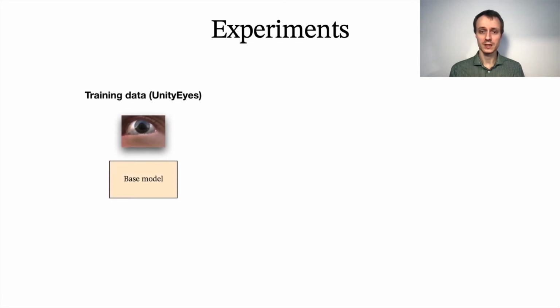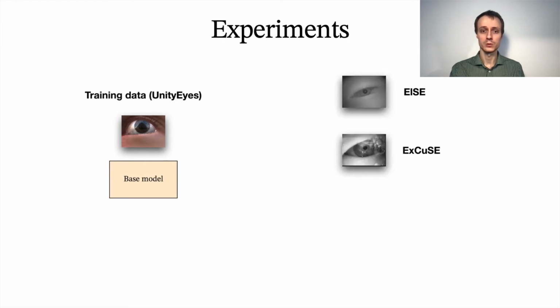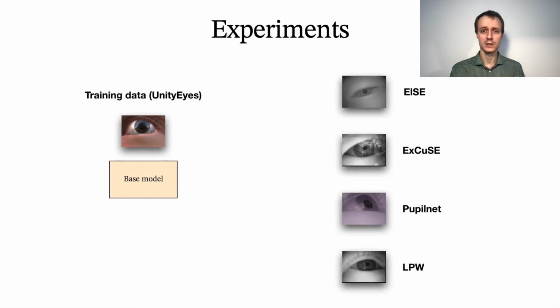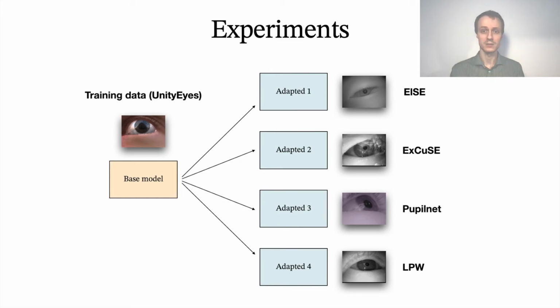Experiments. Since LLM is used for adaptation of base models, the following experiments focus on their relative performance. The base model is trained using synthetic data from the UnityEyes generator. For testing and domain adaptation, a collection of 4 real-world datasets is used, totaling around 300,000 images. The base model is adapted to each dataset separately.